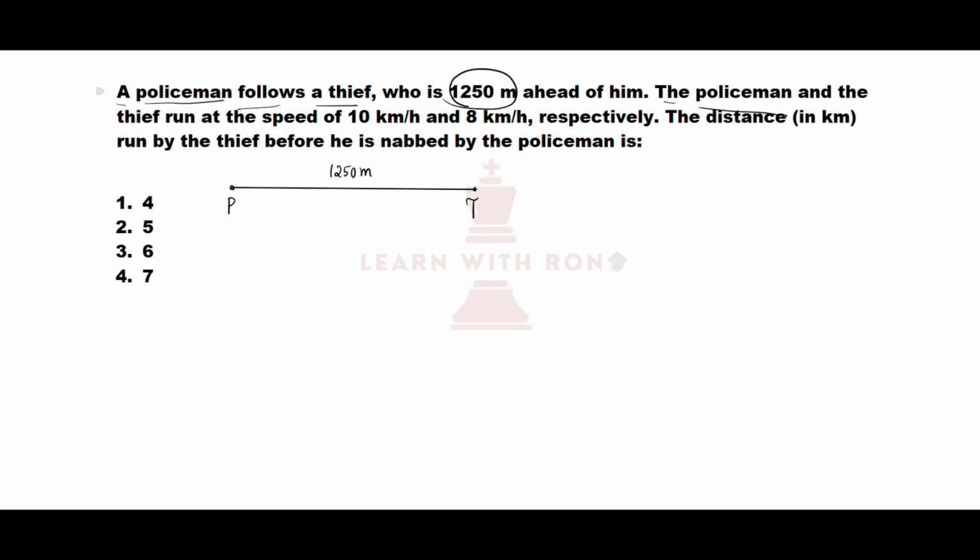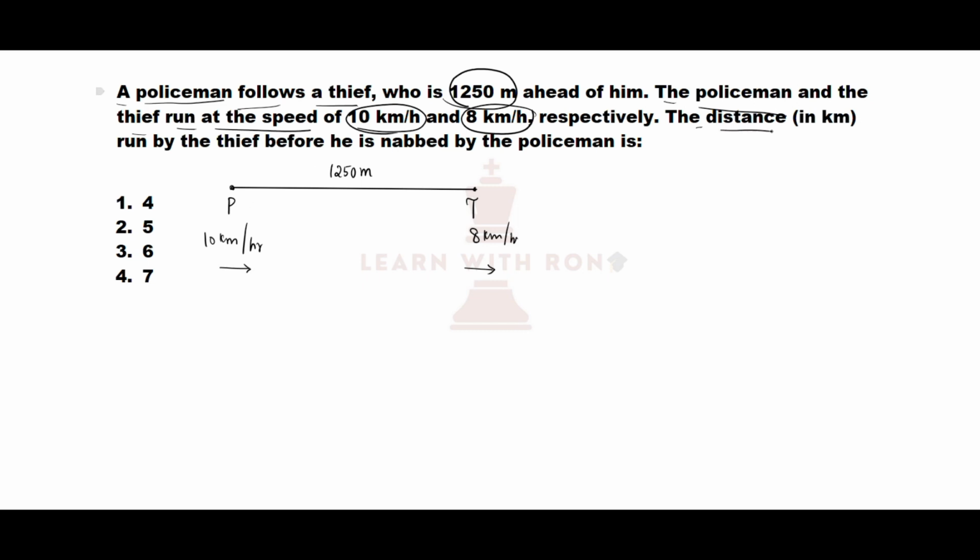The policeman and the thief run at a speed of 10 km per hour and 8 km per hour respectively. Means as soon as the police and thief saw each other, they started running, police with 10 km per hour and thief with 8 km per hour in the same direction. Then only police can catch the thief, right?